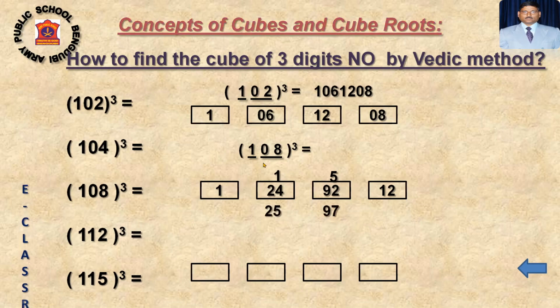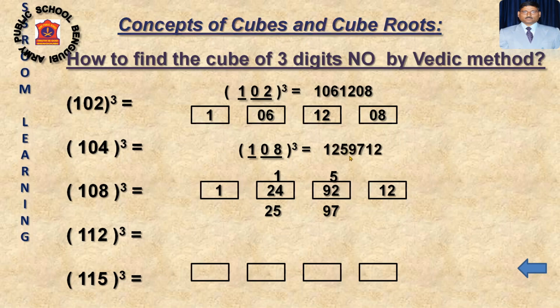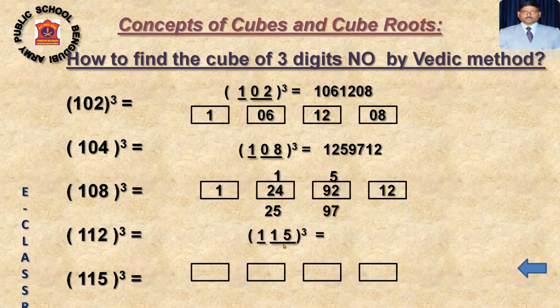Now the 108 cube is equal to 1259712. Last one, 115 cube. Okay, same way, this 2 will be one part and this 1 will be alone one part. Okay, so now what I will do, 1 cube is 1 and 15 cube is 3375. 75 will be here, 33 will be carried forward to next.